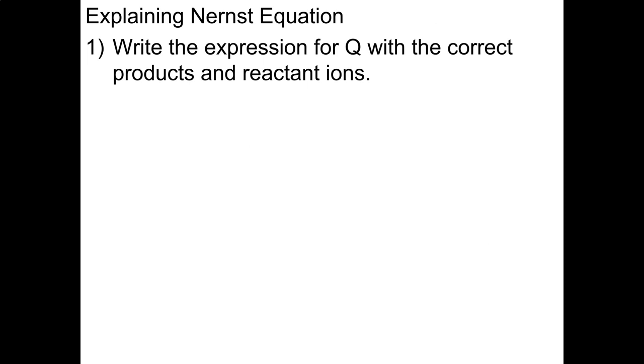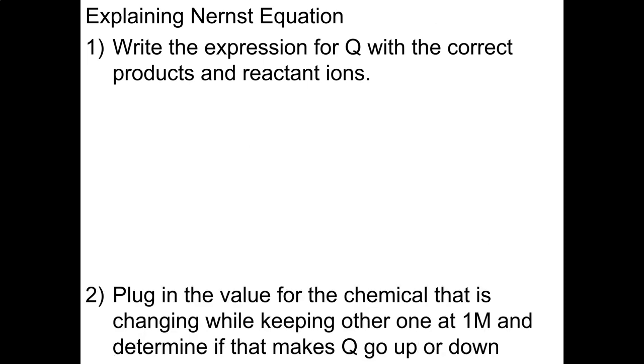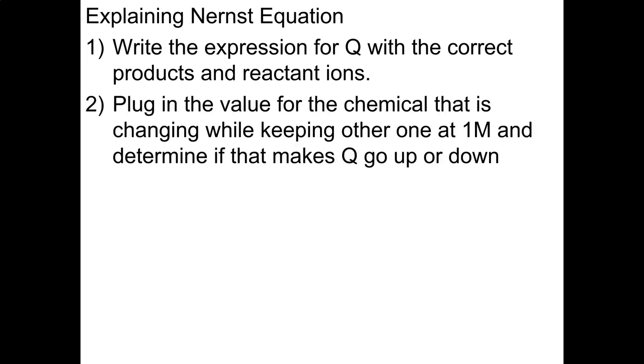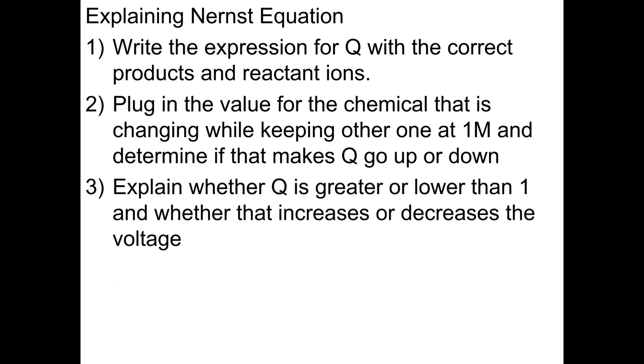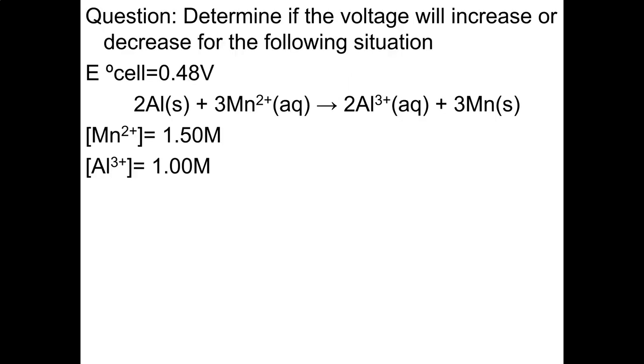All right, so explain this equation. Write the expression for Q with the correct products and reactant ions, plug in the value for the chemical that is changing while keeping the other one at 1 molar. This is basically set up to do this explanation. Explain whether Q is greater or lower than 1 and whether that increases or decreases the voltage. So if your Q is greater or lower, it's going to impact your voltage. And that's it. That's as far as you need to go.